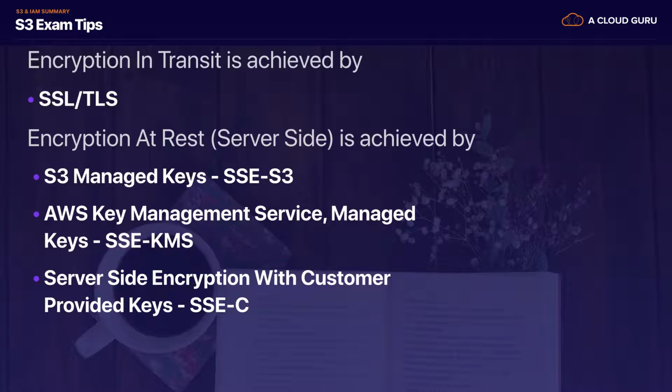And then we've got server-side encryption with customer-provided keys. So this is where you provide your keys and you manage the encryption, and the actual maintenance of those keys. And then we also have client-side encryption. So this is where you encrypt the objects and then you upload them to S3. So that is encryption with S3 on AWS.